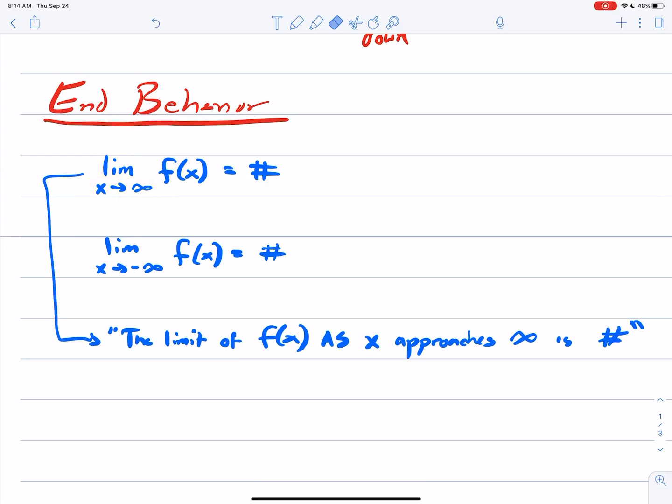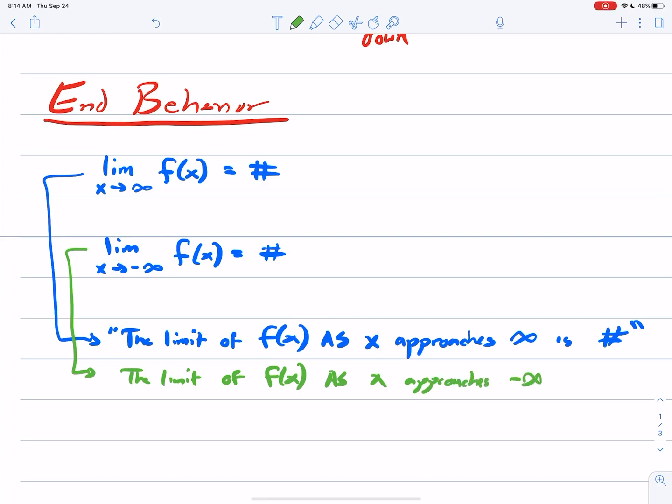The same thing down here would just be the limit of f of x as x approaches negative infinity is some number. So you know how to read it. What the heck does it mean, right?